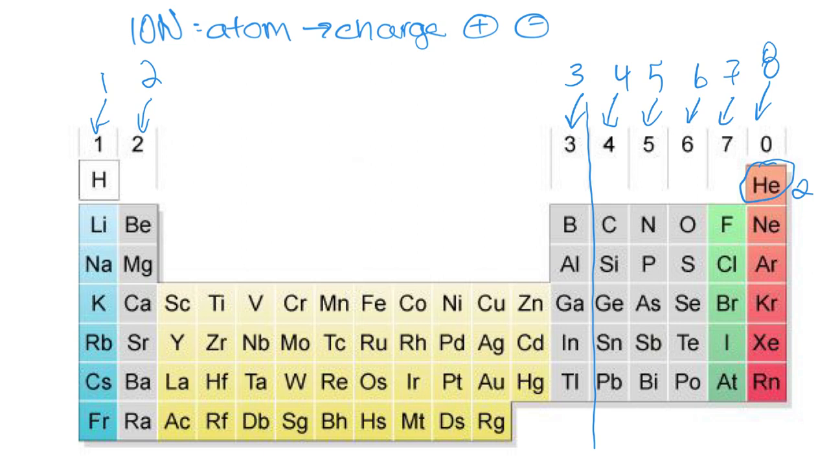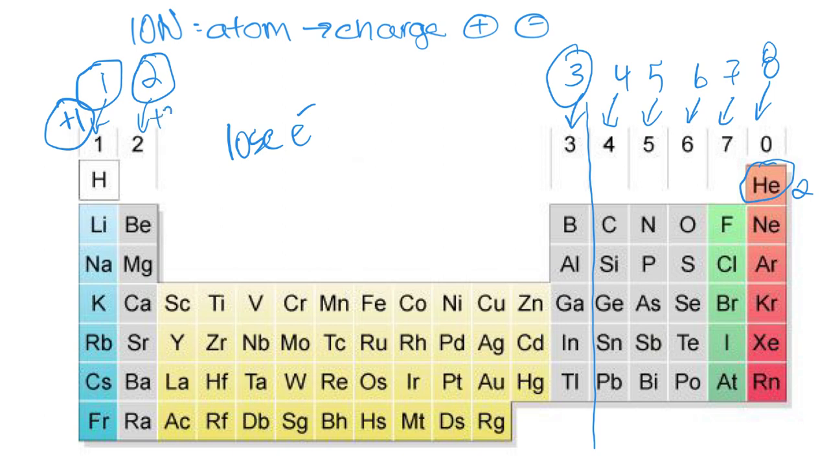And the way that they do that is they lose electrons in order to go down to a full valence shell. So group 1 elements will lose 1 electron, group 2 elements will lose 2 electrons, and group 3 elements will lose 3 electrons. And when they lose either 1, 2, or 3 electrons, they will then have a full valence shell, and it will form ions with a charge of either +1 for group 1, +2 for group 2, or +3 for group 3.